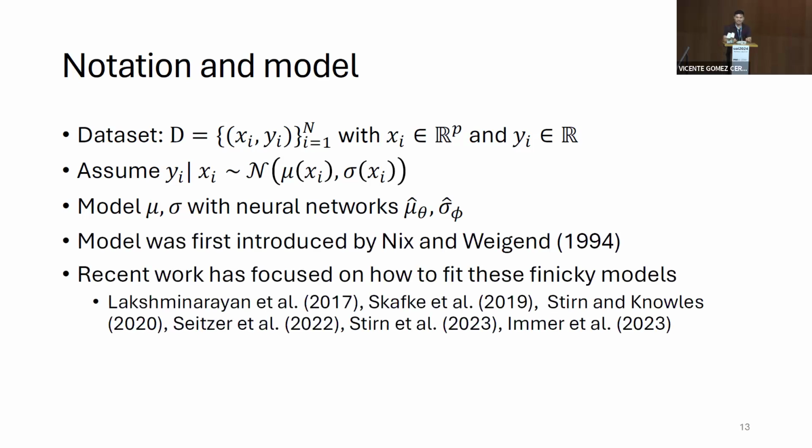And this is not a new idea. This model was introduced in 1994 by Nix and Weigend, and in recent work, it seems like people have started looking at this type of modeling framework again, and they've also identified that this is kind of hard to fit. However, much of their work has focused more on techniques to try to get these models to fit. Ours is trying to focus more on why this is occurring. Why is it hard to fit?